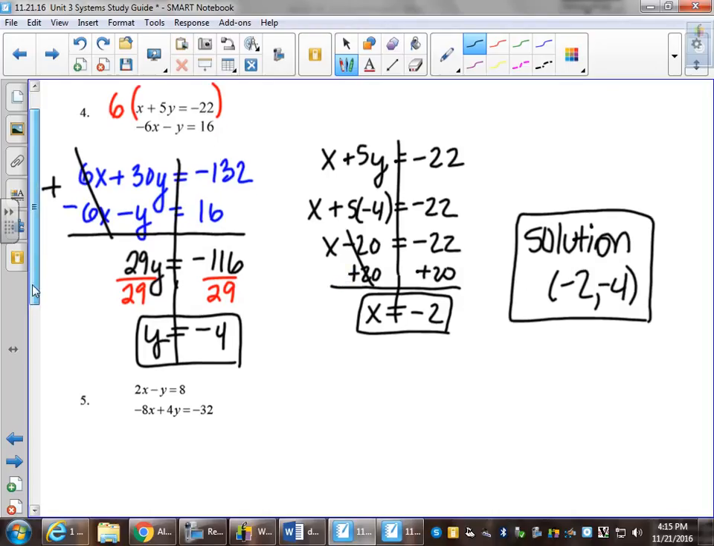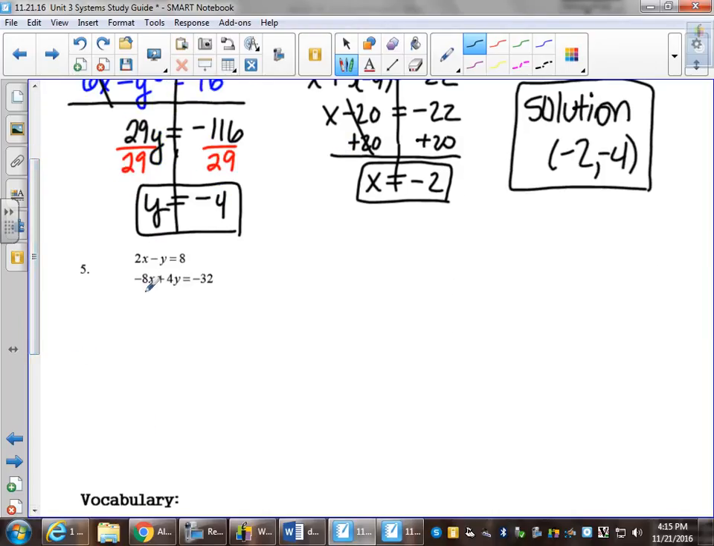Looking at number 5, 2x minus y equals 8, negative 8x plus 4y equals negative 32. Let's talk choices. If I wanted my x's to cancel, the smallest number that 2 and negative 8 go into is what? 16. So not hard, it just means I'd have to multiply both equations by a number. But if I look at my y values, notice this is a positive 4y. I could get this to be a negative 4y just by multiplying the top equation by 4. I already have the negative there. So let's do that, just a little less work.